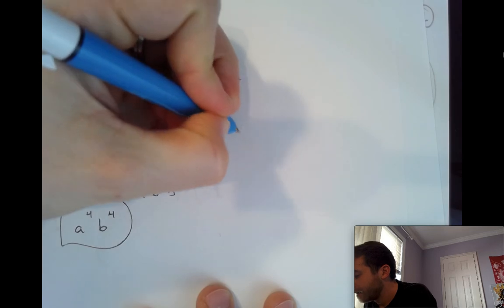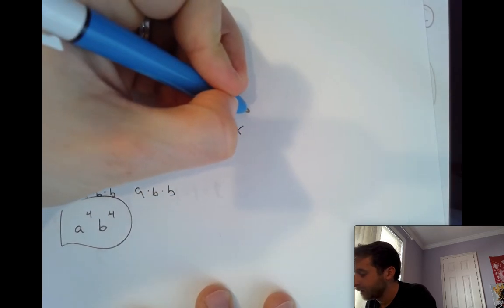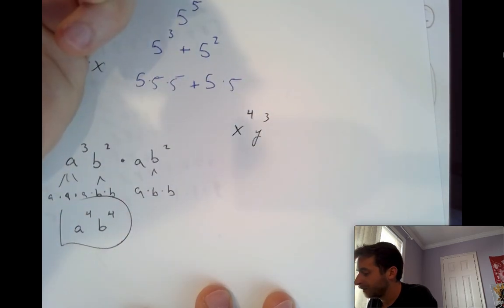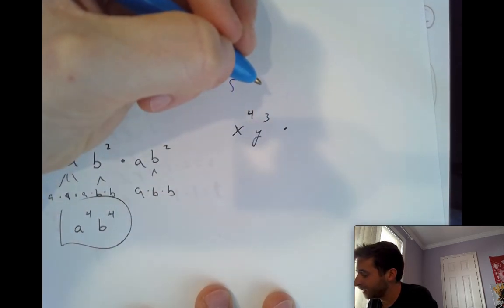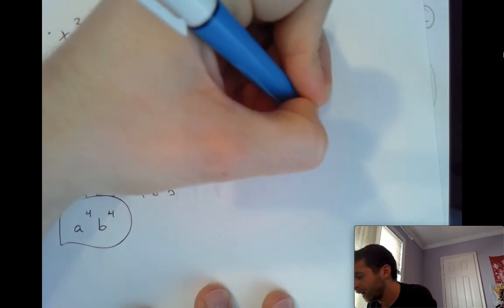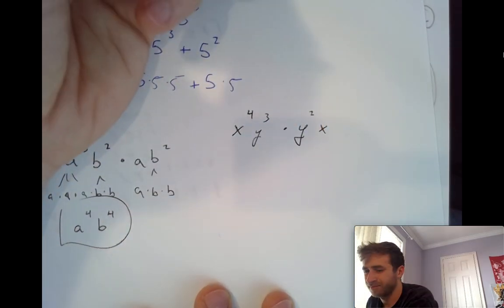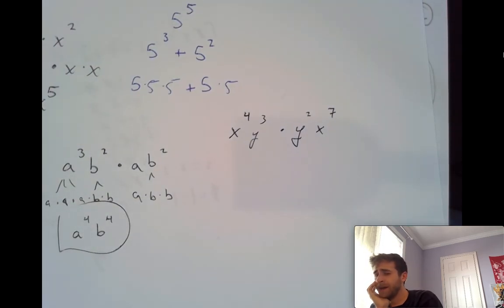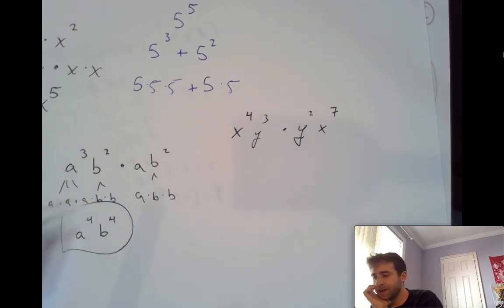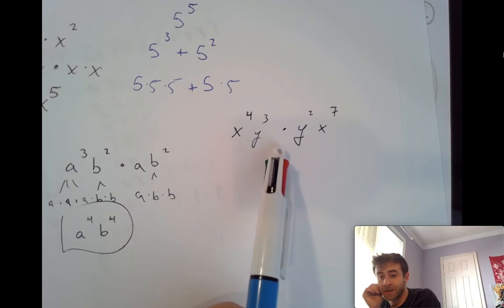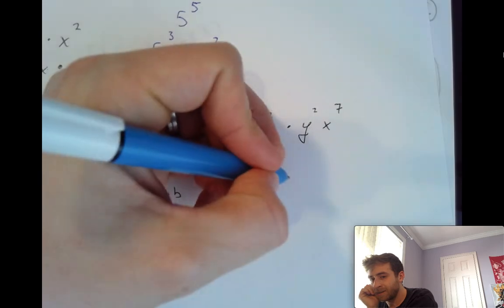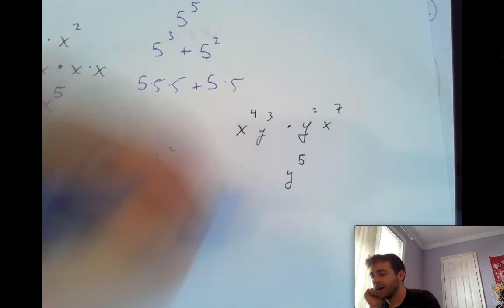Let's try x to the power of 4, y cubed times y squared x to the power of 7. Why not? So, I'm looking at these. Y to the power of 3 would break up into y times y times y. This would break up into y times y, which I know is going to give me 3 y's over here, 2 y's over there. That's going to give me y to the power of 5.